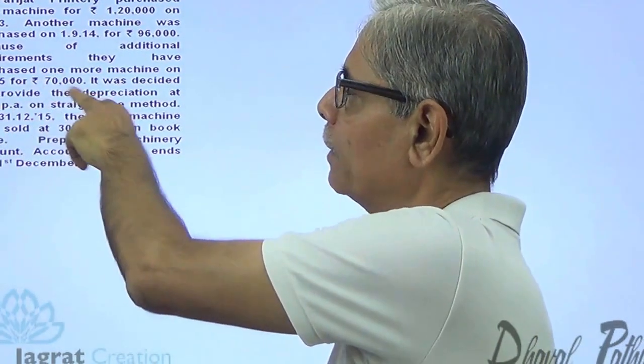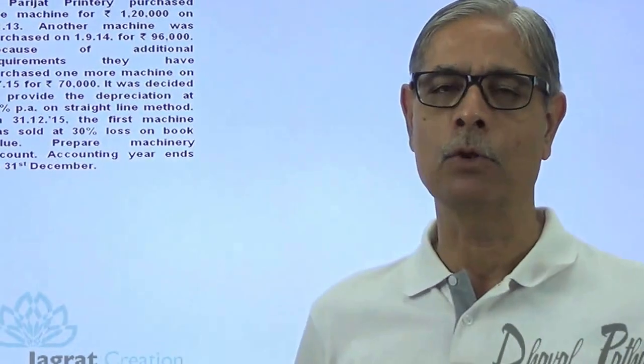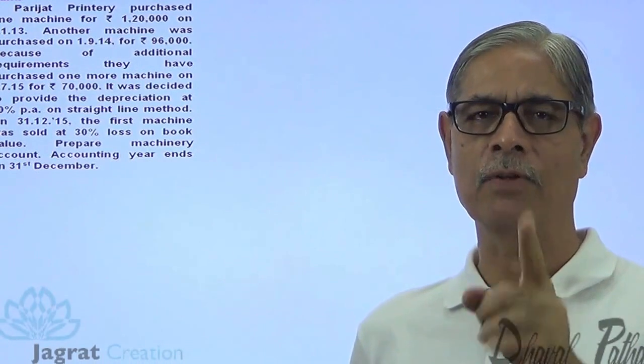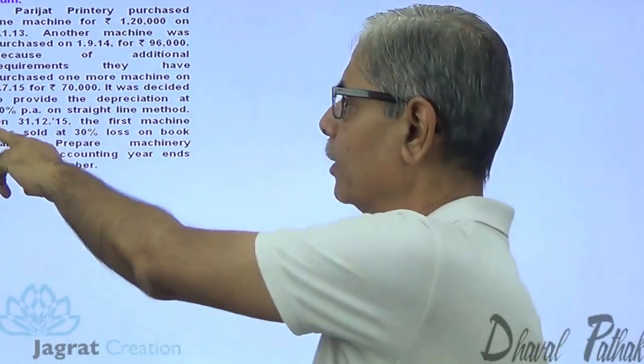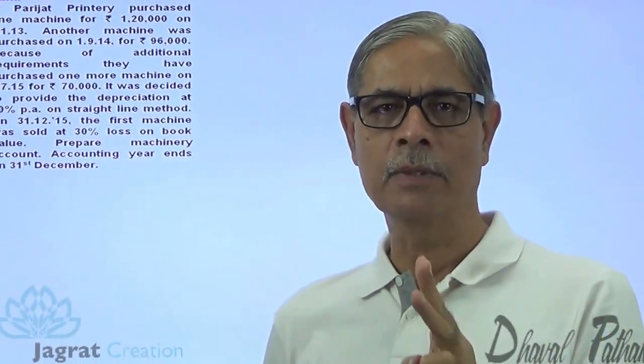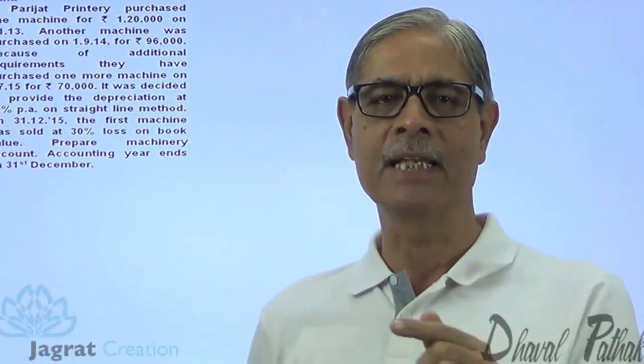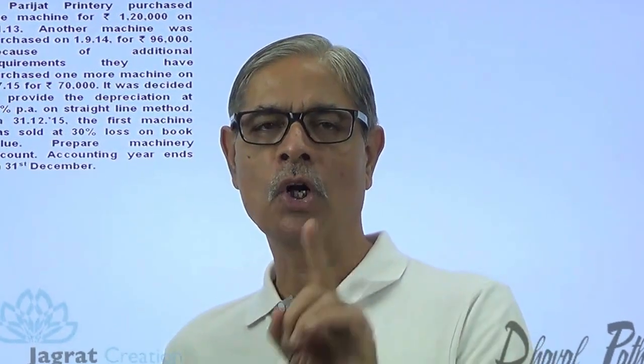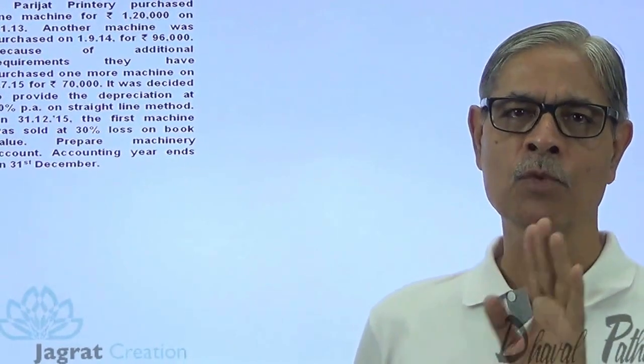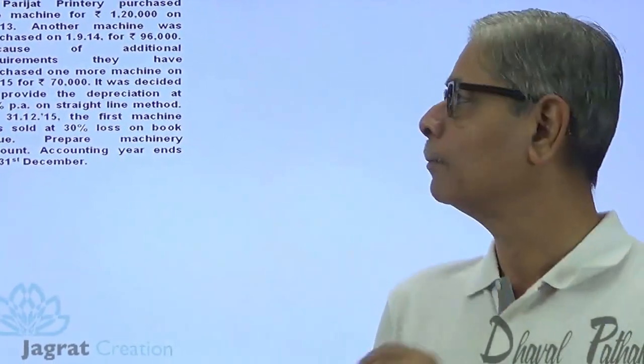The third machine is purchased for 70,000 on 1/7/2015, that is purchased on 1st of July. We are required to prepare books of accounts up to 31st of December 2015. So third machine is used in the business from 1st of July to 31st of December 2015. So on that, depreciation is required to be provided only for 6 months. After that, the balance will be carried forward. This is how the details of the sum are explained to you.